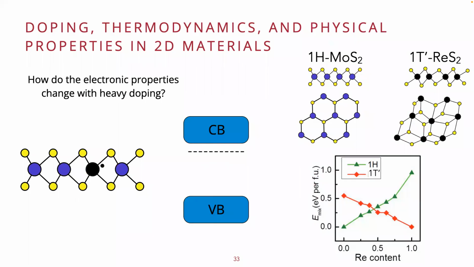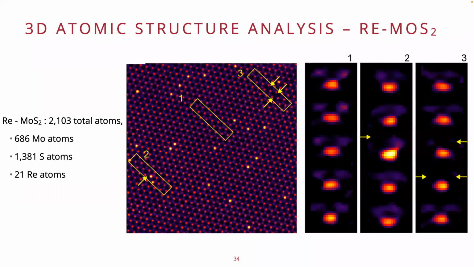Right. One thing to note is that there was some work previously showing that not only can you dope rhenium atoms into molybdenum disulfide, you can actually start to go from doping to alloying and then to a structural phase transformation. So in the same sense that I showed in the iron platinum particle and in the metallic glasses, we can actually do this analysis on our two-dimensional films.